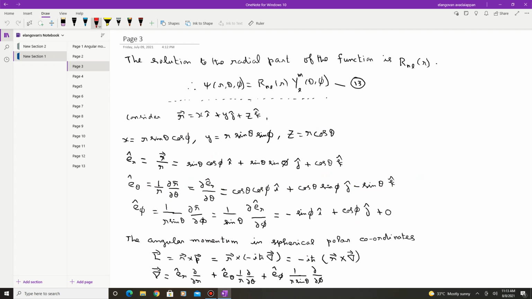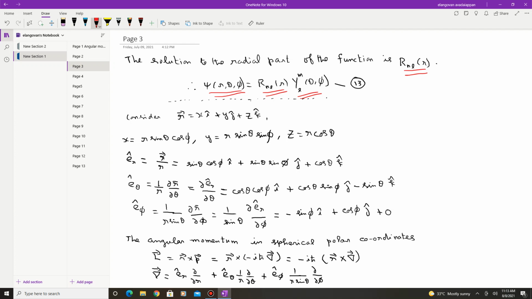The solution of the radial part of the function is because we have chosen the three-dimensional wave function, which is a function of r theta phi, and that is expressed in terms of the radial part as well as the spherical part, and R n L of r is the radial part. So this is your radial part, and the spherical harmonic function is your angular part. The product of the two functions will be the total solution for the entire three-dimensional problem.